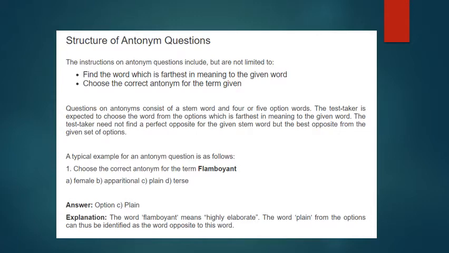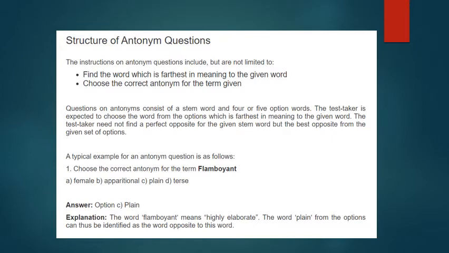Now let us see how the question appears in the examination. The structure of antonym questions: the instructions include, but are not limited to, find the word which is farthest in meaning. In the case of synonym we have seen the word which is nearest in meaning to the given word, but in the case of antonym, the word which is farthest in meaning. Or choose the correct antonym for the term given. So questions on antonyms consist of a stem word and 4 or 5 option words.